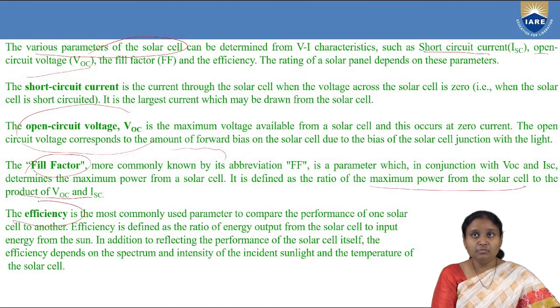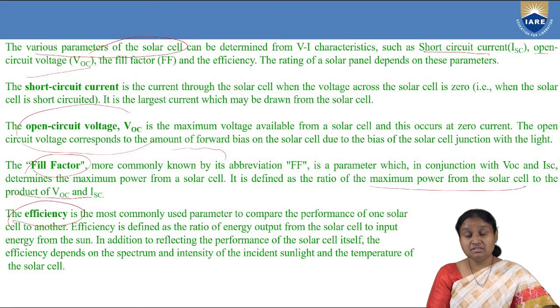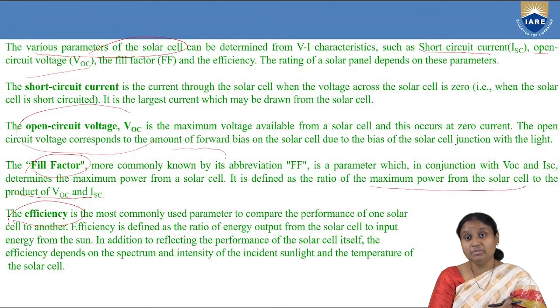And in the end, one more parameter is efficiency, and this efficiency is the most commonly used parameter to compare the performance of different solar cells. It is defined as the ratio of output energy from the solar cell to the input energy from the sun. So how much energy we are drawing from the solar cell compared to how much energy we are giving it, that ratio is nothing but efficiency.